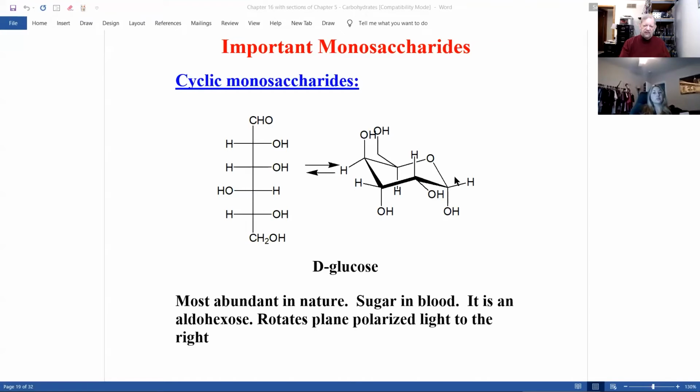All right, now what I'd like to do is go back and cover some things that students have difficulty with in monosaccharide chemistry. And the first one is this equilibrium, how glucose forms its cyclic hemiacetal form.